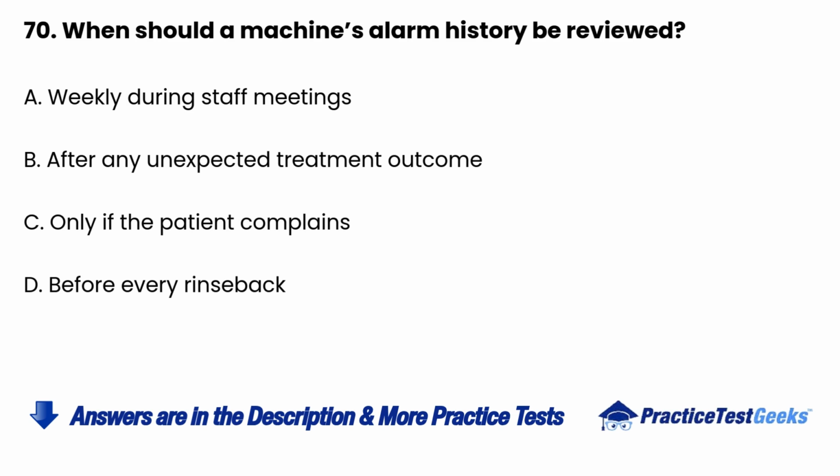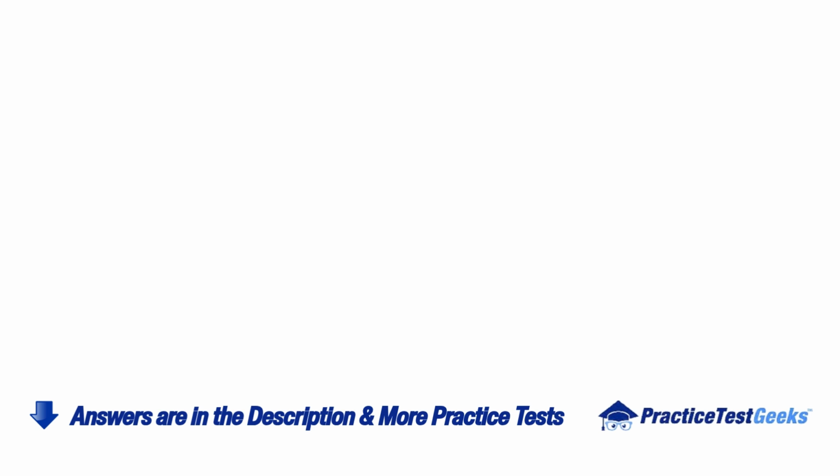70. When should a machine's alarm history be reviewed? A. Weekly during staff meetings. B. After any unexpected treatment outcome. C. Only if the patient complains. D. Before every rinse back.